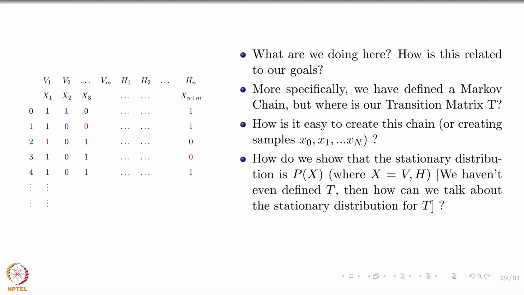And finally, I need to show you that this indeed has the stationary distribution as the distribution that we care about, which is the joint distribution of our random variables, where x is equal to a collection of the visible as well as the hidden variables, right? So you agree if I answer these 3 questions, then you will not give me these blank faces that you're giving me right now? Can we have a deal? Yes or no? Everyone? Okay, not everyone yet, but okay.